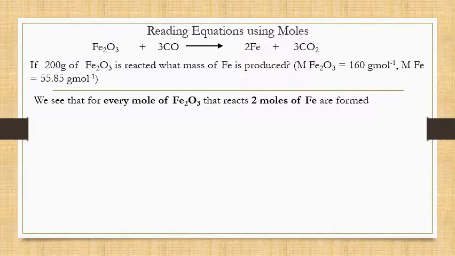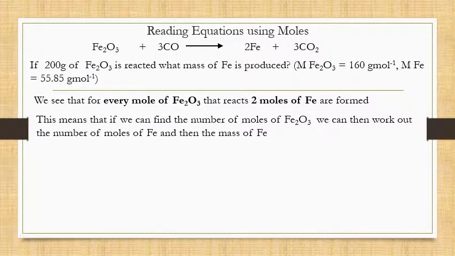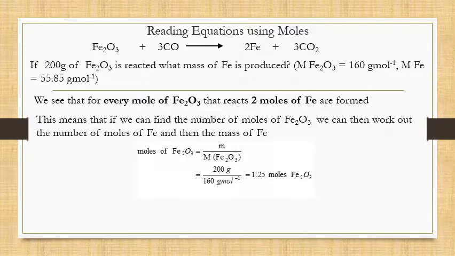So we can see that every mole of iron oxide reacts to form 2 moles of iron. This means that we can find the number of moles of iron oxide, then work out the number of moles of iron, and then correspondingly the mass of iron. And that's how we work it out.